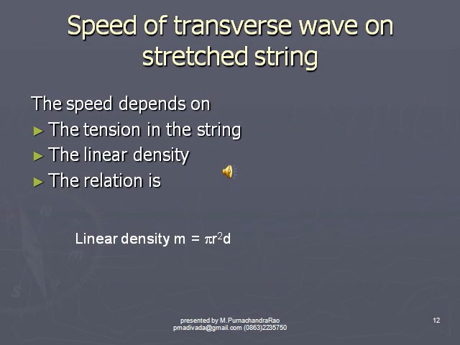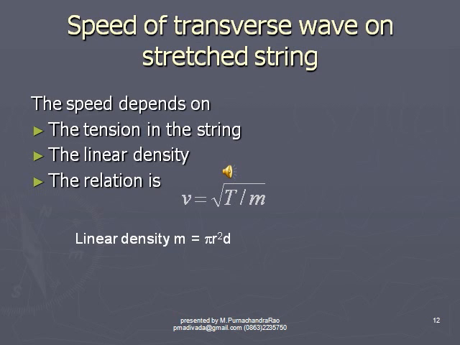What is the speed with which the transverse wave travels on the stretched string? The speed depends on the tension in the string and the linear density of the wire. Actually, the relation is given by v is equal to square root of T by m, where T represents tension and m represents linear density.